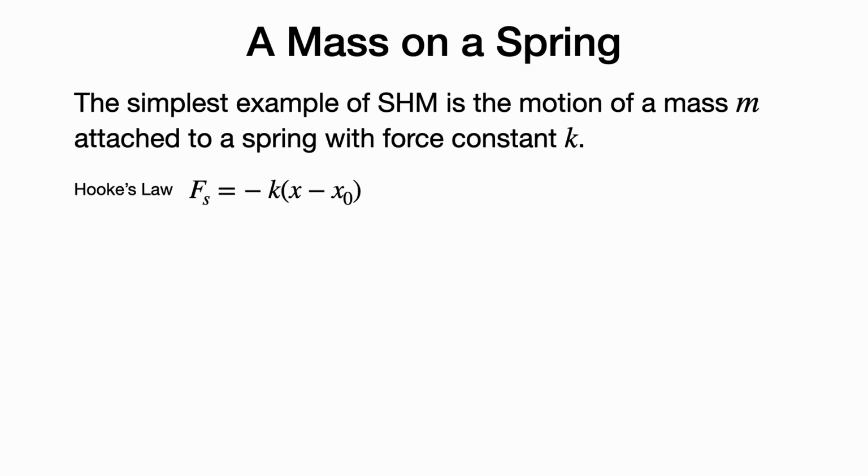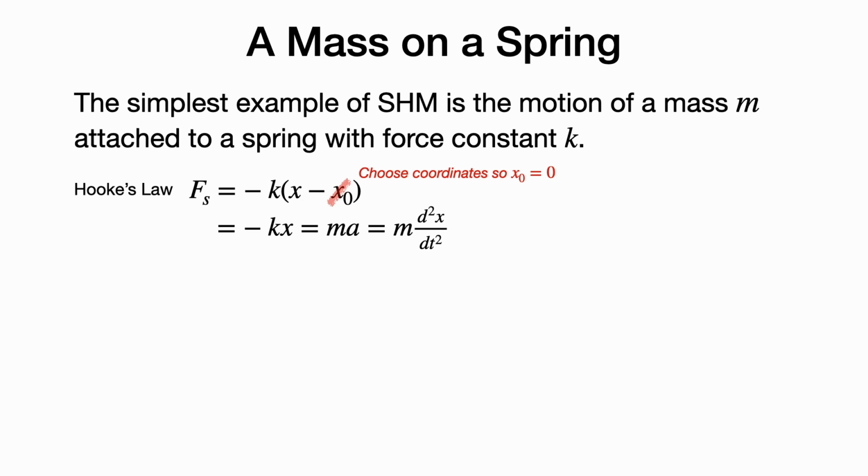The simplest example of simple harmonic motion is the motion of a mass m attached to a spring of force constant k. The spring will obey Hooke's law, which says that the force exerted by the spring on the mass is proportional to the deviation of the spring away from its equilibrium position. To make things simple, let's consider putting the equilibrium position of the mass at x equals 0. We see then that the force exerted on the mass will be given by minus kx, which is, of course, equal to mass times acceleration of the mass.